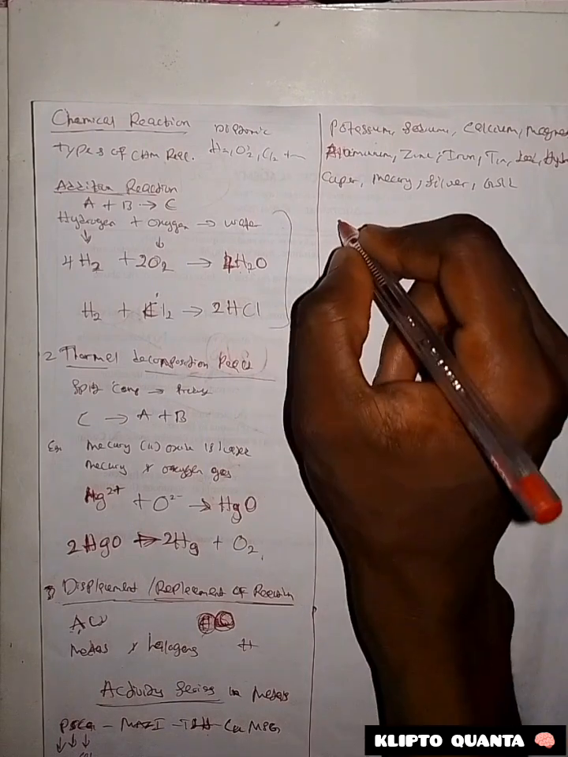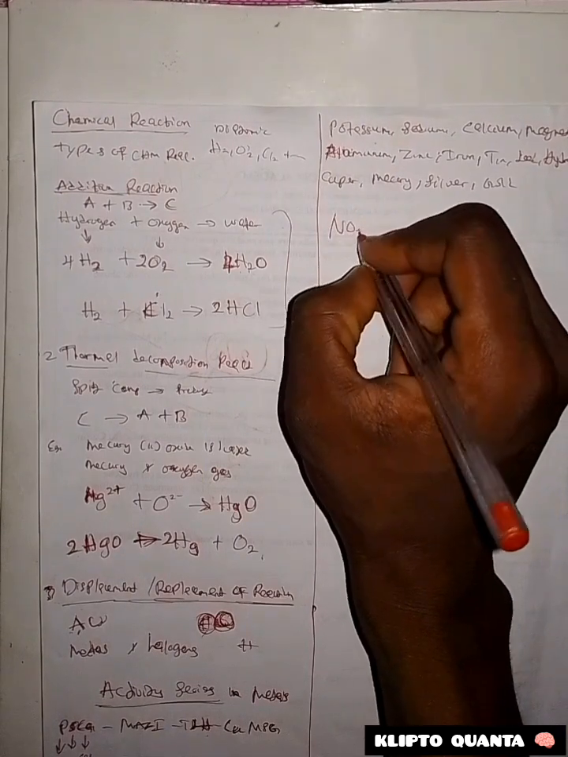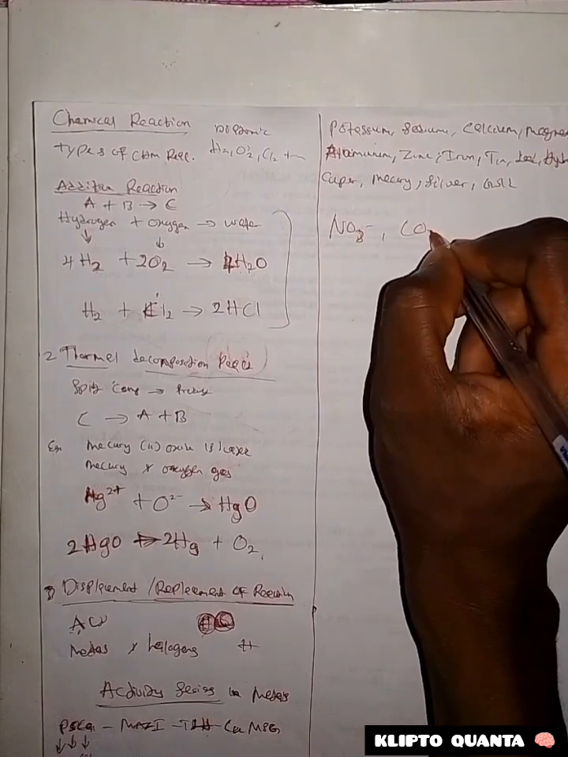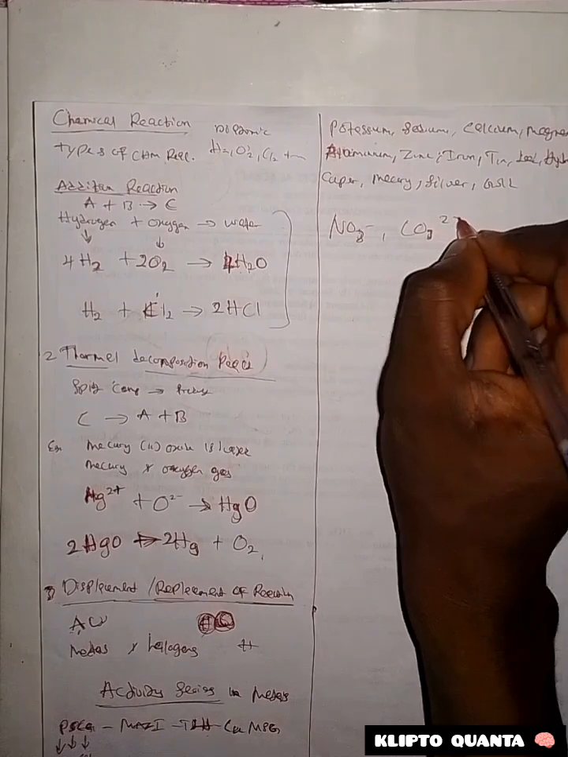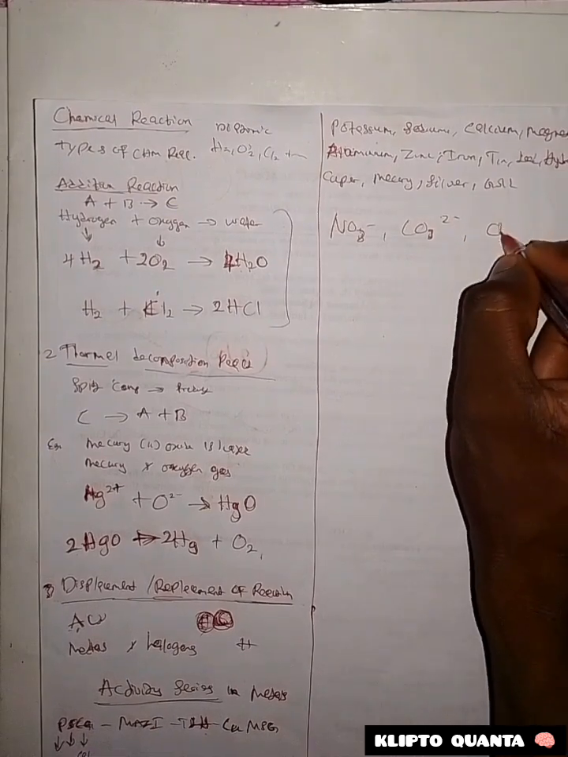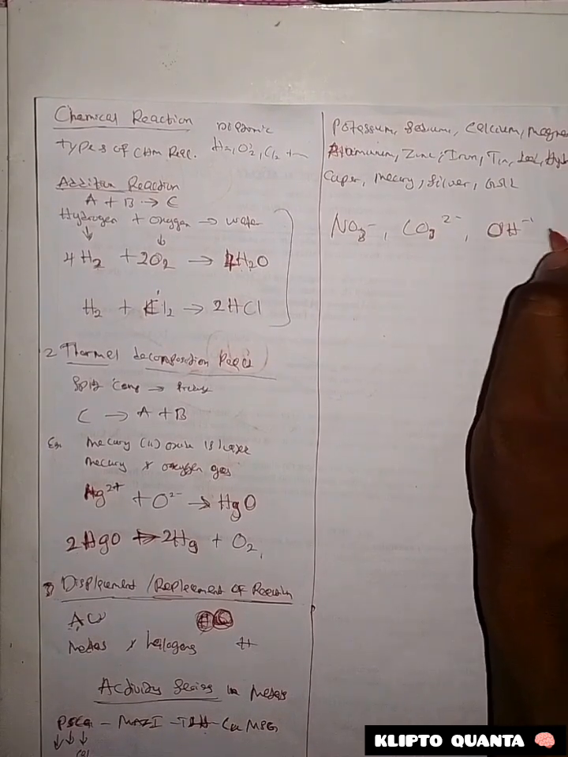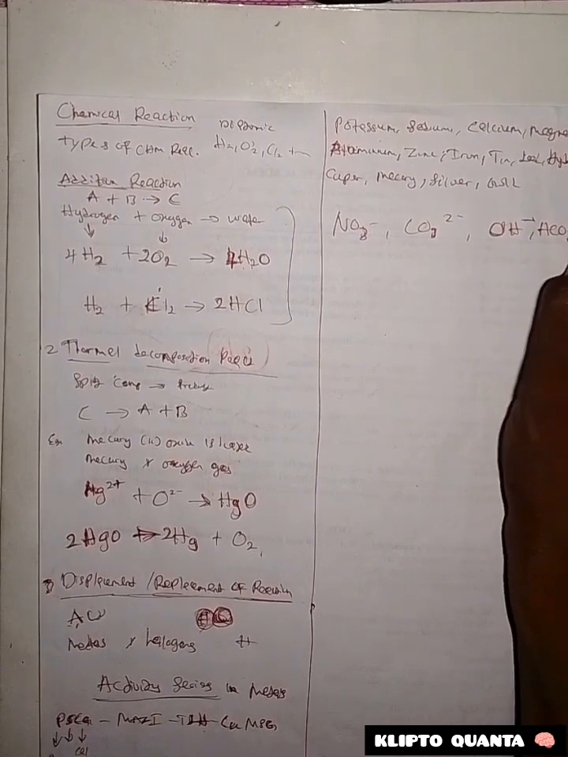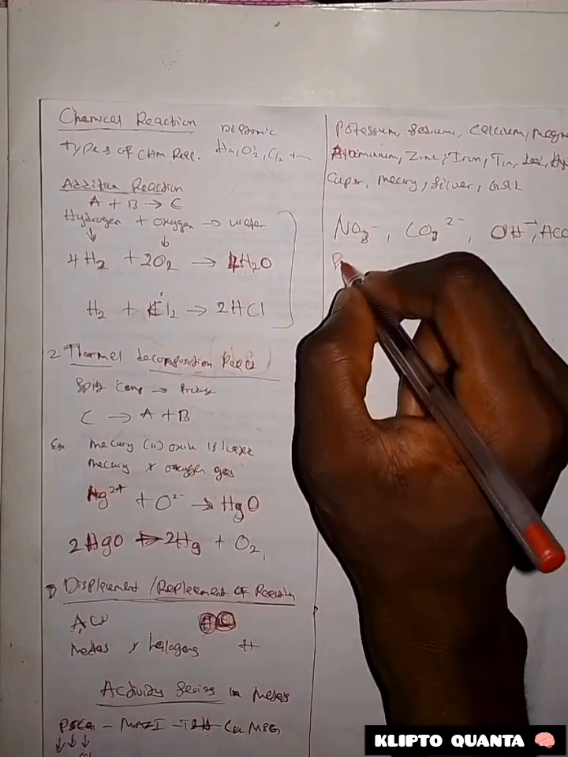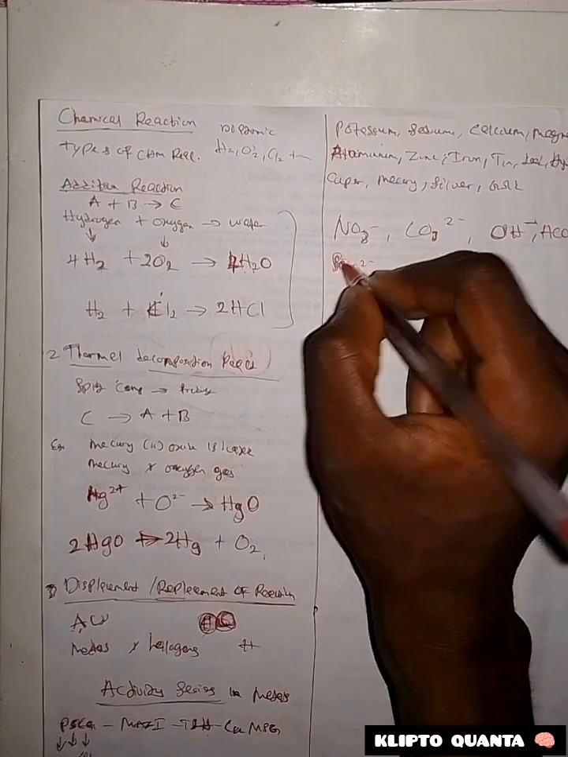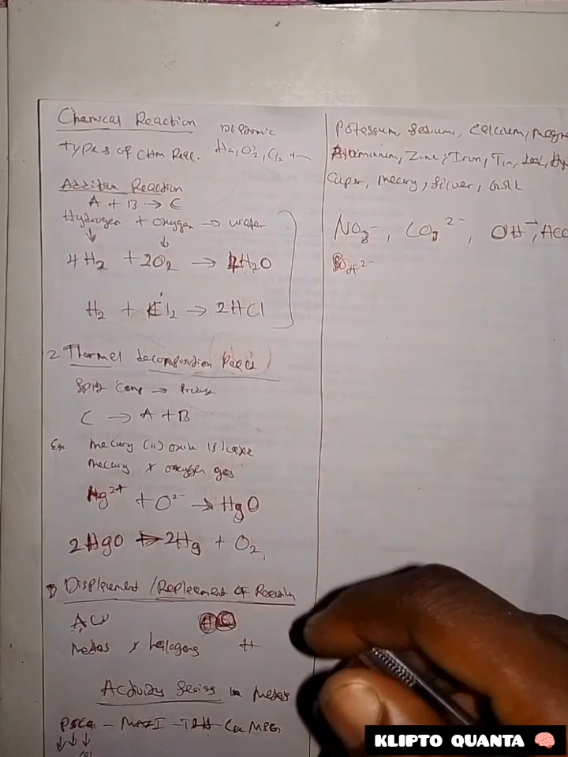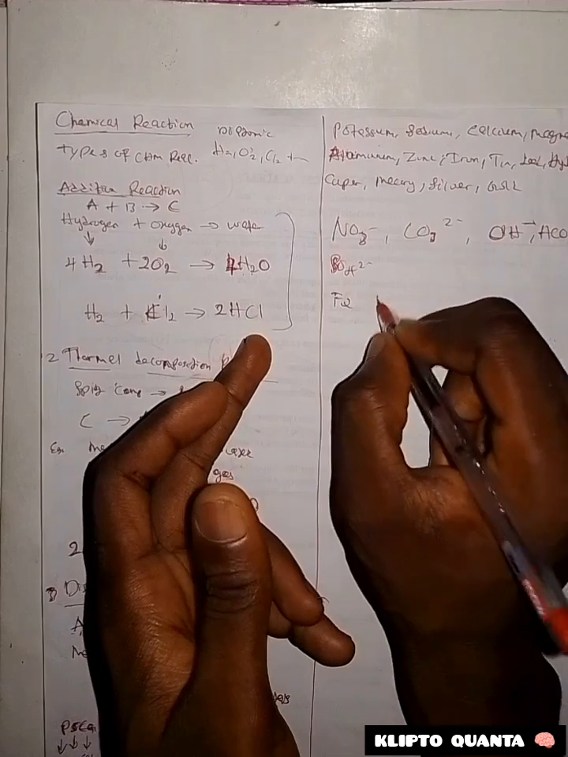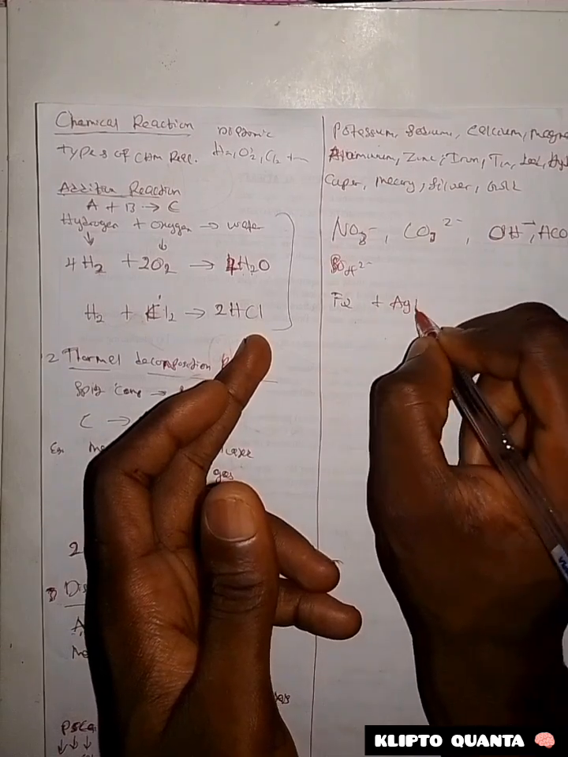Before we move on, we have what they call radicals. We have NO3 negative radicals. You have CO3 2 negative. You have OH. These ones are normal OH negative. You have your HCO3 negative, and also we have SO4 2 negative. These are radicals. Now look at how people do make some mistakes. Let's assume that we want to, let's say iron plus AgNO3 combines together.